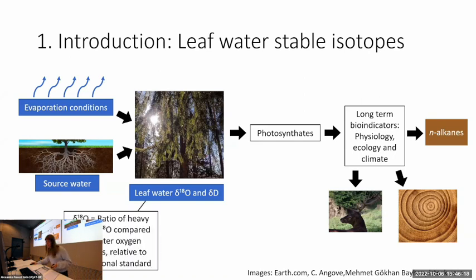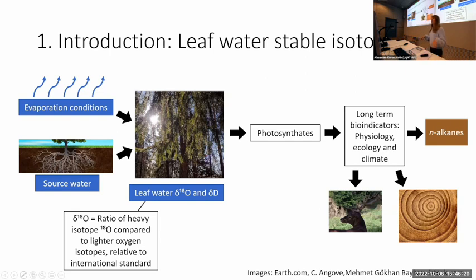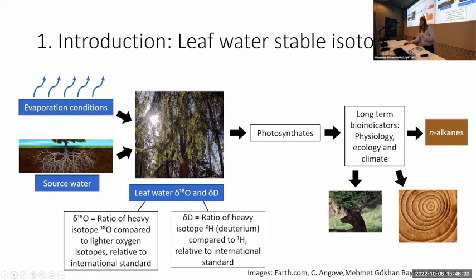Yes, so 18O is the ratio of the heavy oxygen isotope compared to the lighter oxygen isotope relative to a standard we use. And yeah, so D, deuterium, is the ratio of heavy isotope of the hydrogen compared to the lighter isotope of hydrogen. So we've got these isotopes in the leaf water.